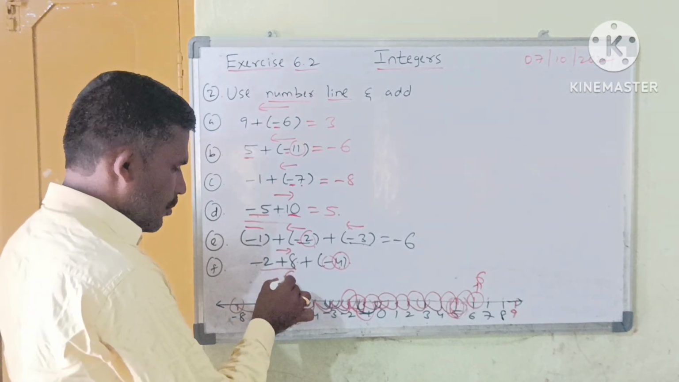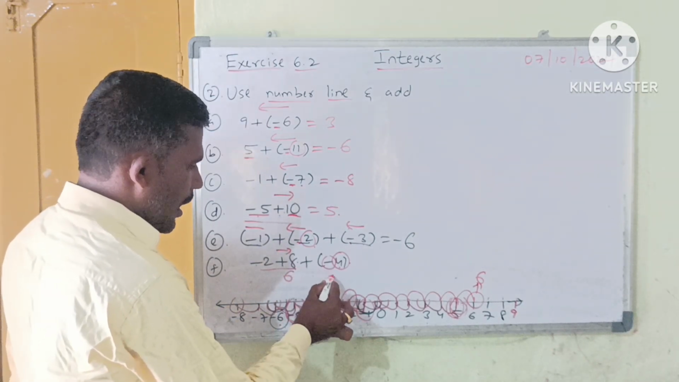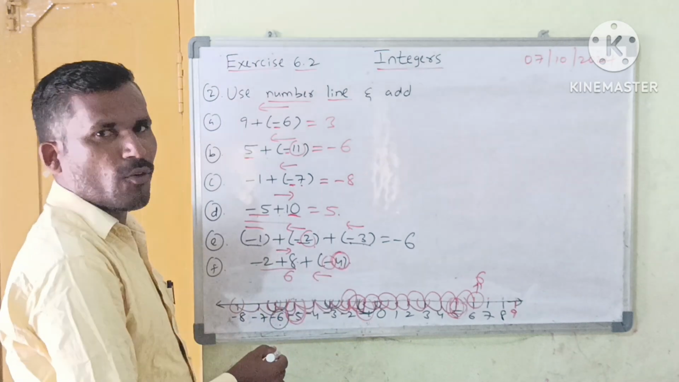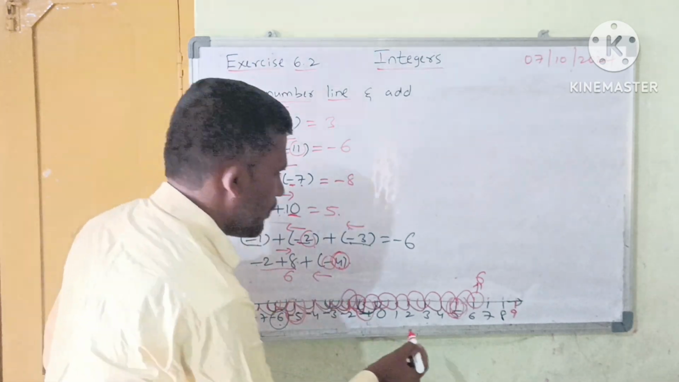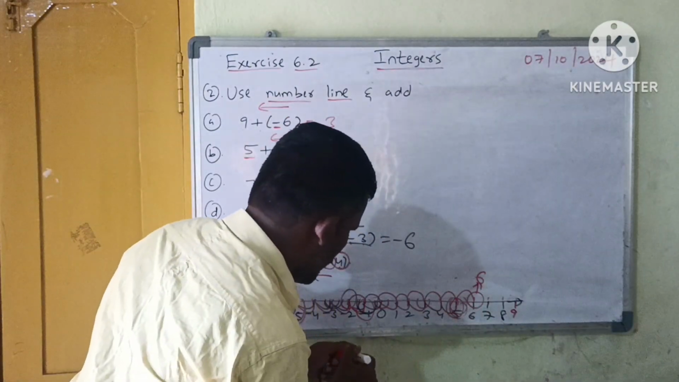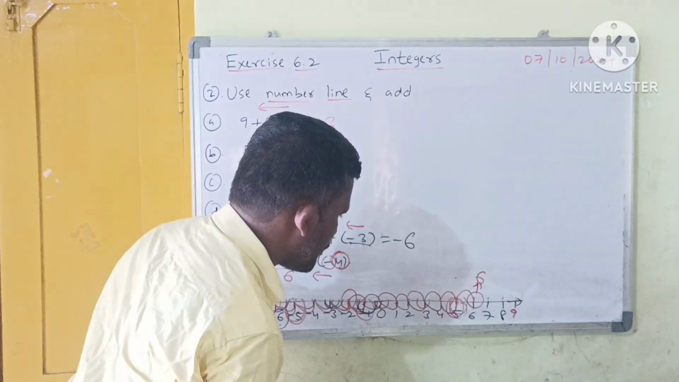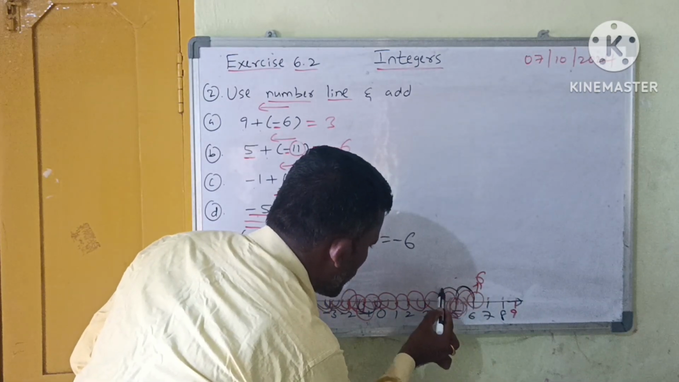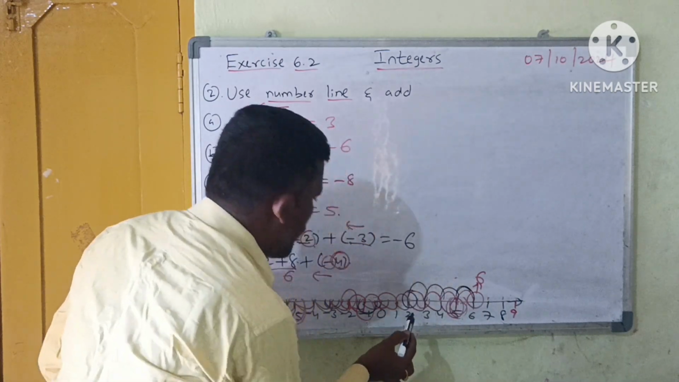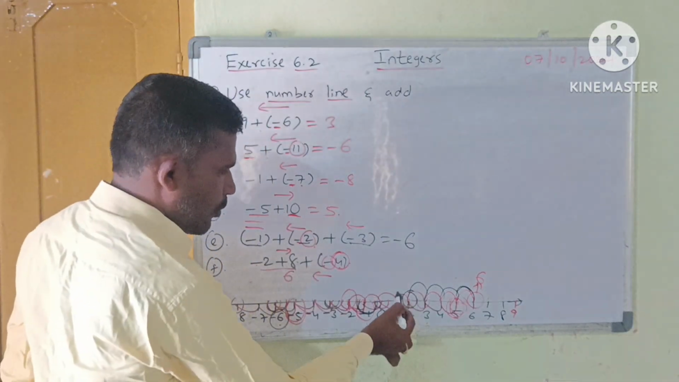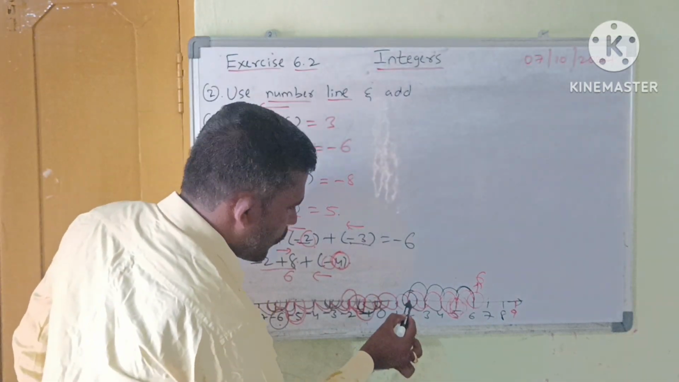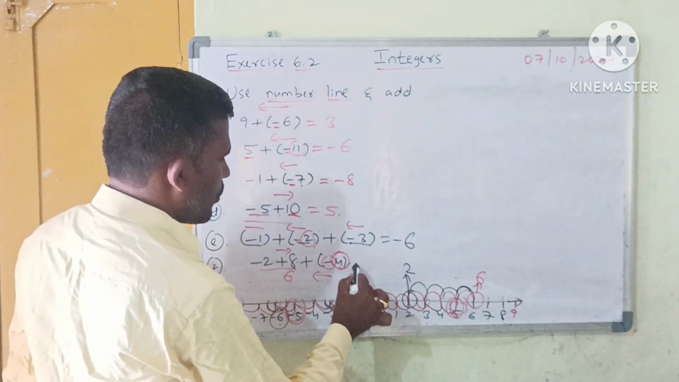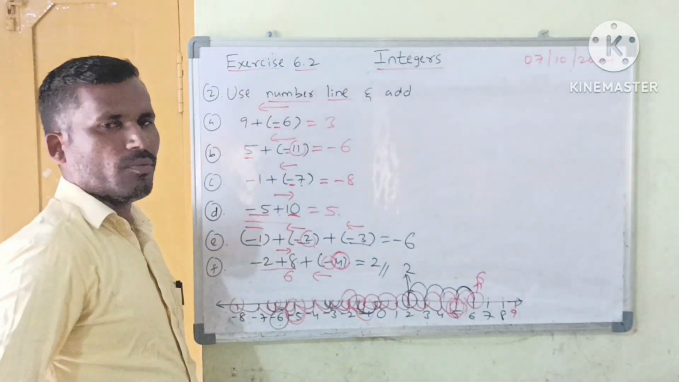From the 6 you have to move to left side. How many units here? 4 units. So from the 6 again I am taking 4 to the left side. 1, 2, 3, 4. When we move to left side 4 units, we stopped at positive 2. So therefore the total result is 2.